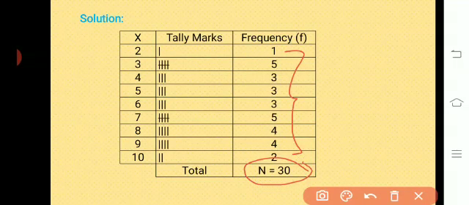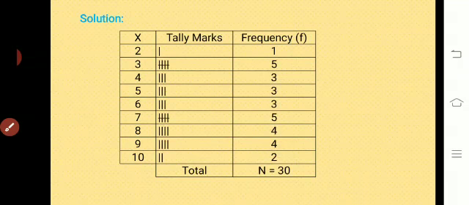Remember students, in the exam you can expect one example for 5 marks on this formation of discrete frequency table. Next class we will study some more definitions and the formation of continuous frequency table. Thank you.